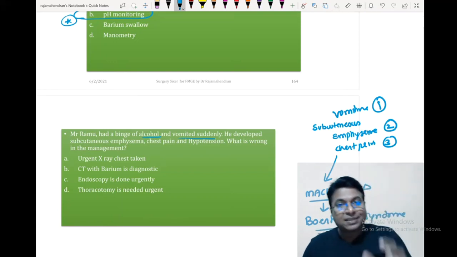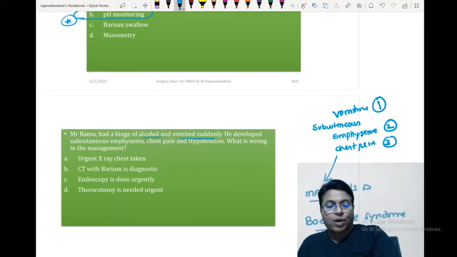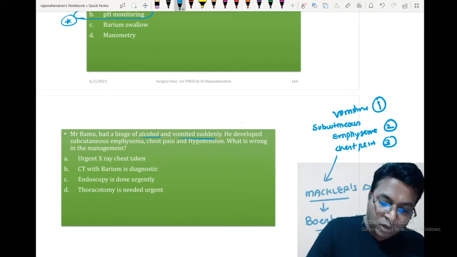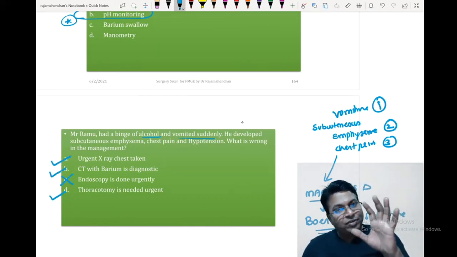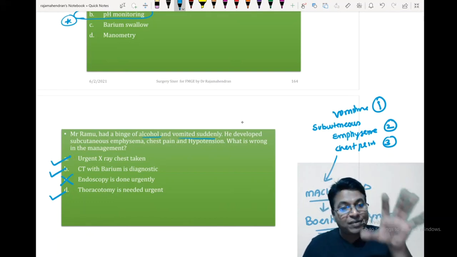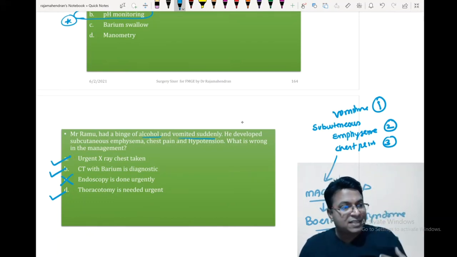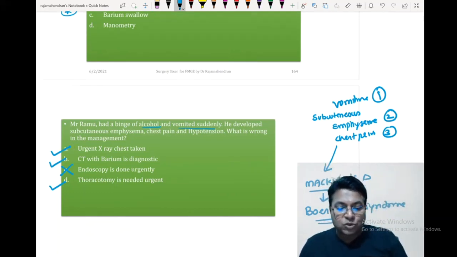The question is, what is the treatment of Boerhaave syndrome? Whenever you see a Boerhaave syndrome, an urgent thoracotomy is needed. True. Endoscopy is not done. CT scan is needed, urgent X-ray is done. So we don't do endoscopy for a perforated case, but we do an X-ray, we do a CT chest, and we have to do a thoracotomy also for this case.